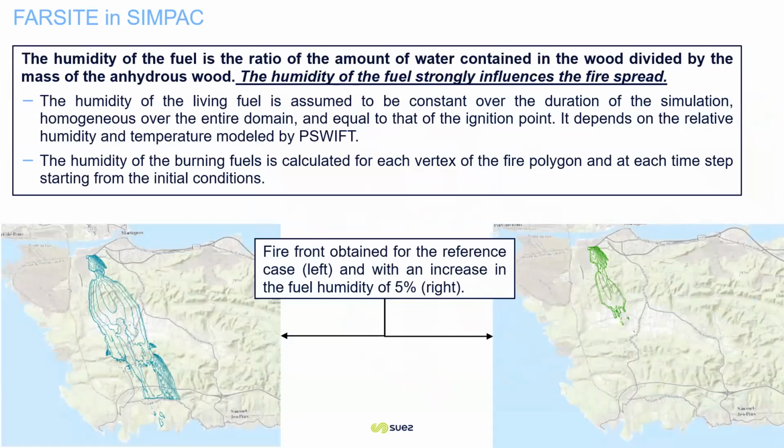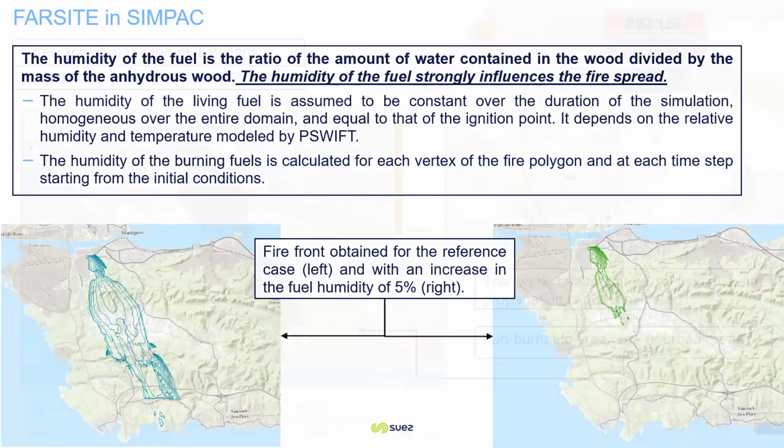Like every numerical model that I know, but I don't know everything, there are always a lot of parameters. Among the important ones was the humidity of the fuel. The humidity of the fuel is the ratio between the amount of water contained in the wood divided by the mass of the wood without that water. And this humidity of the fuel strongly influences the fire spread.